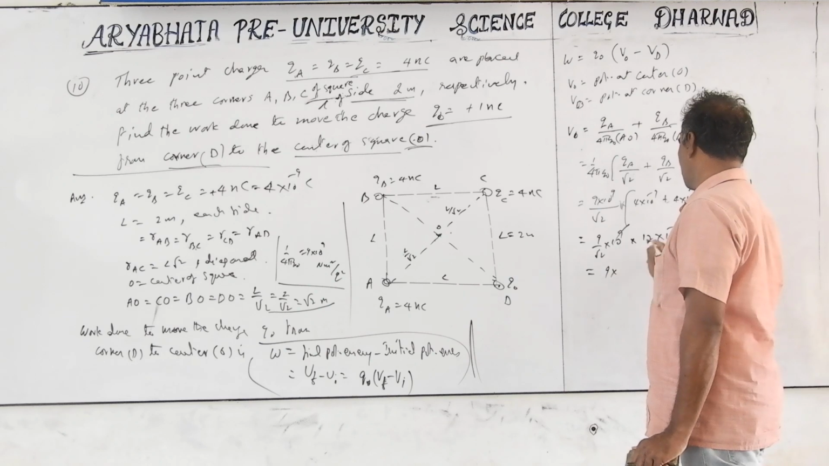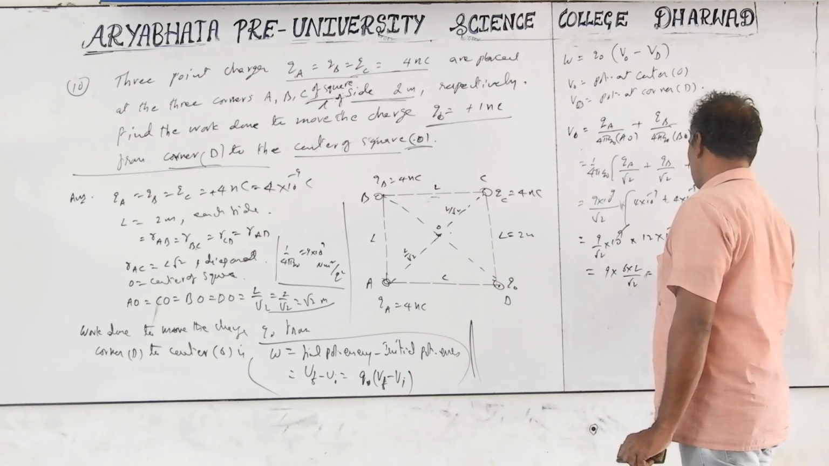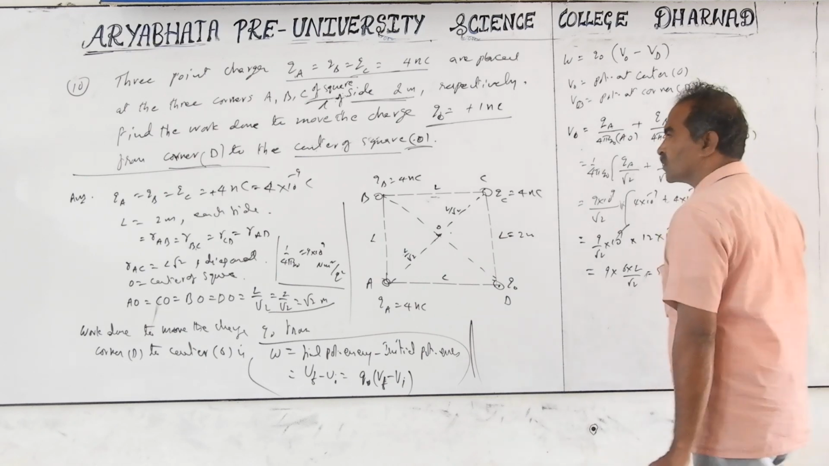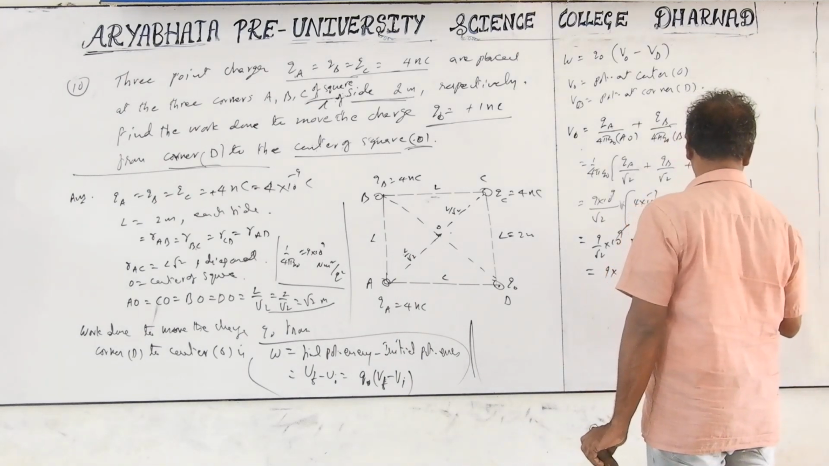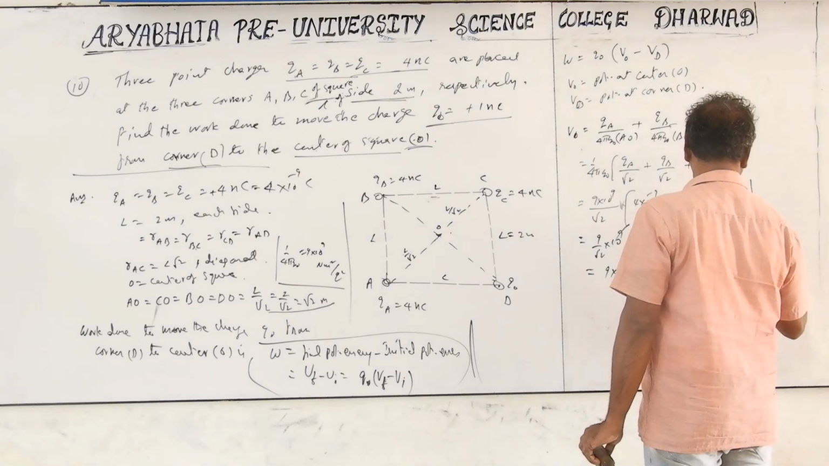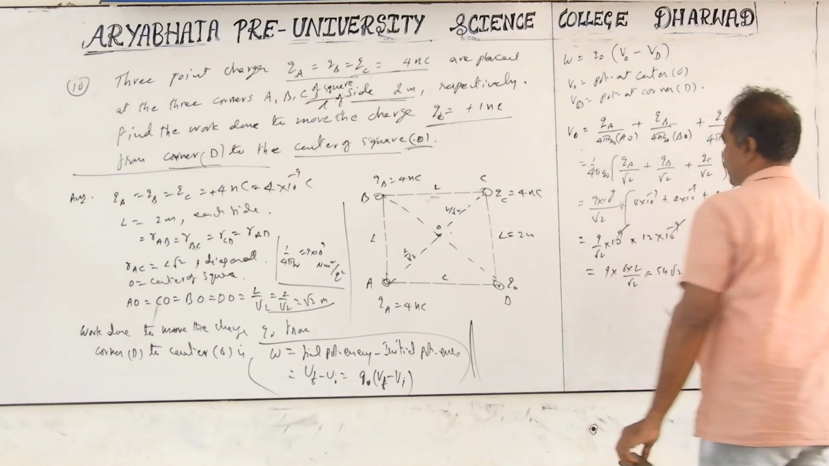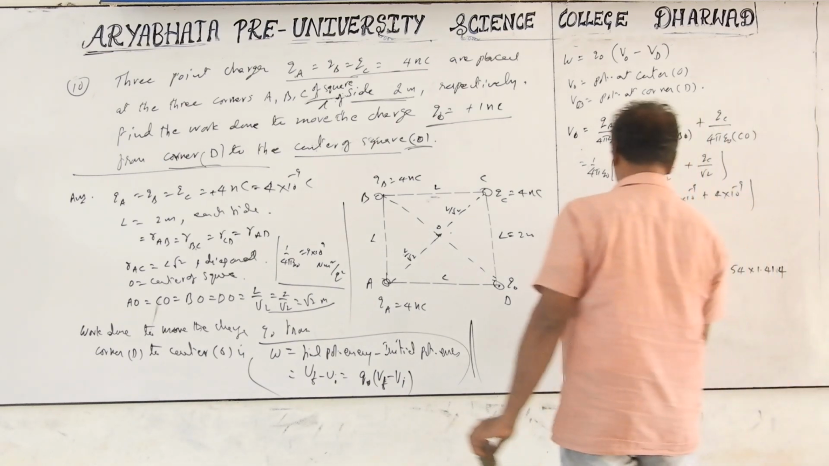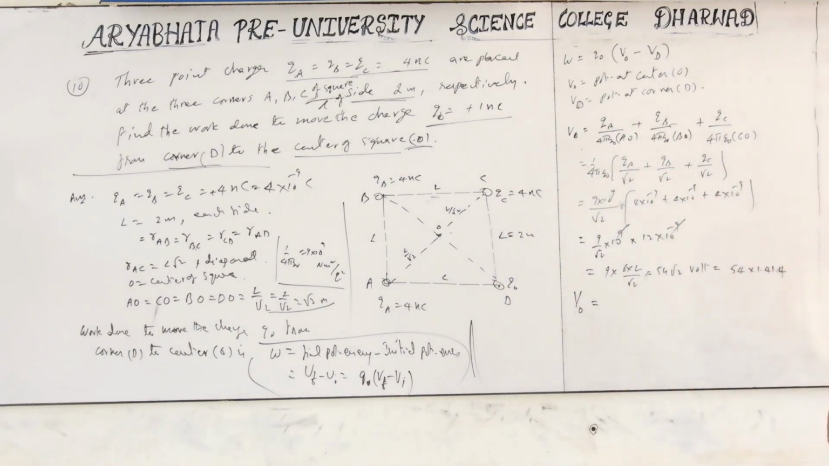9 into 12, I can write it as 6 into 2 by root 2. 2 by root 2 is root 2, so 54 root 2 volts. Root 2 is equal to 1.414, so it becomes 54 into 1.414. Else, 1 by root 2 value, 0.707, can also be taken directly for multiplication. So the potential at the center VO is equal to 54 into 1.414.